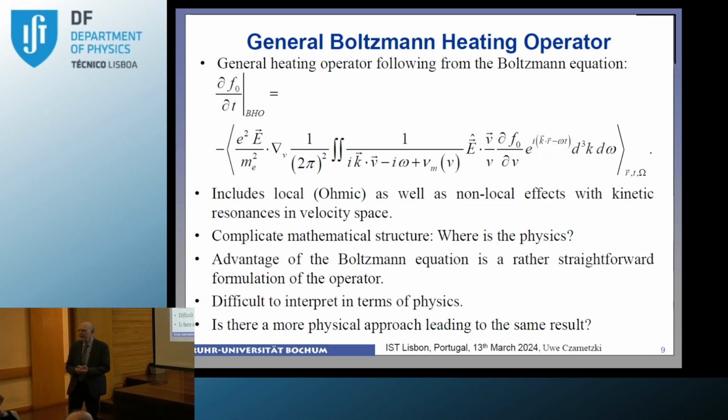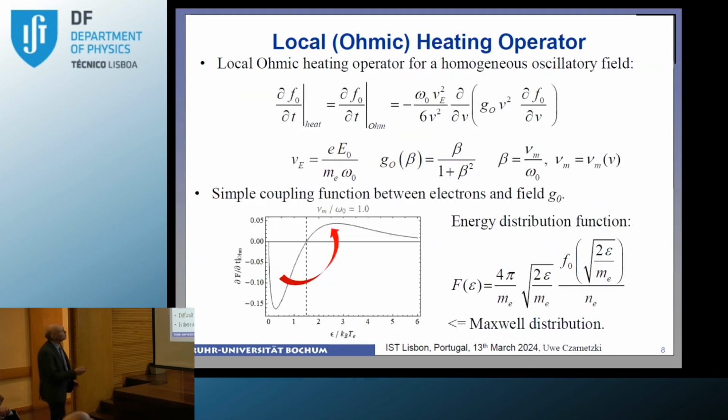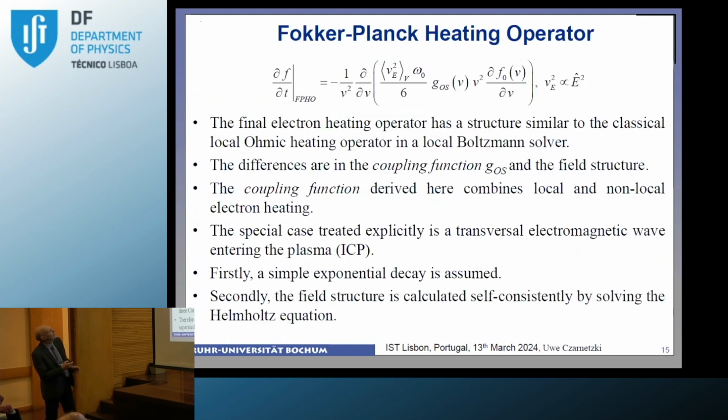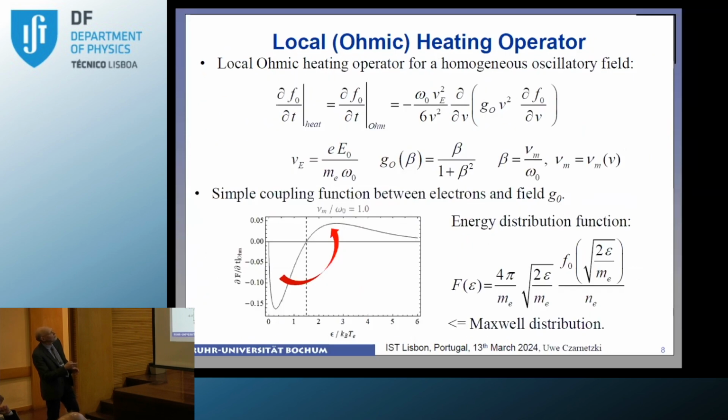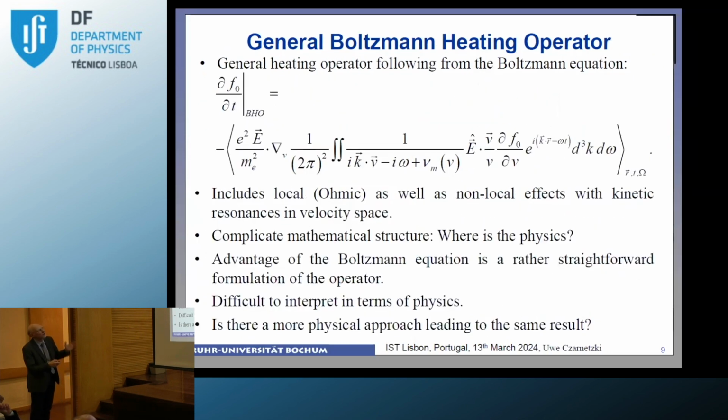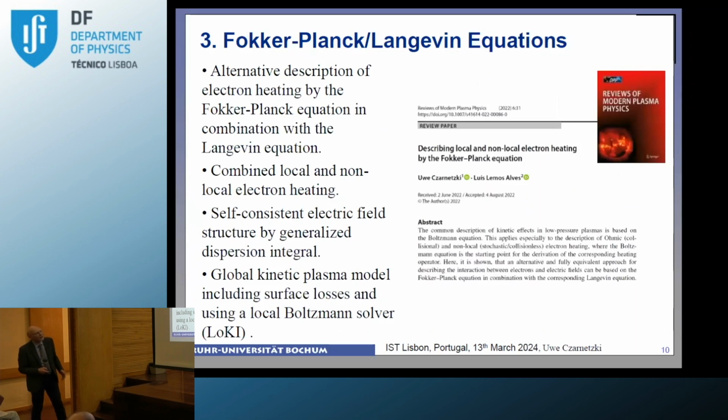So the Boltzmann equation is an incredibly nice equation if you just want a result. It's straightforward, and well, that was also straightforward. What is happening here? Yeah, now I got it. So it's straightforward for the calculation, but it's very hard to interpret later on what the underlying physics is. You must really bring it with extra effort. So, and then the question is, of course, is there a more physical approach leading to the same result? And there is, and that was the topic of the collaboration between Professor Alves and me.